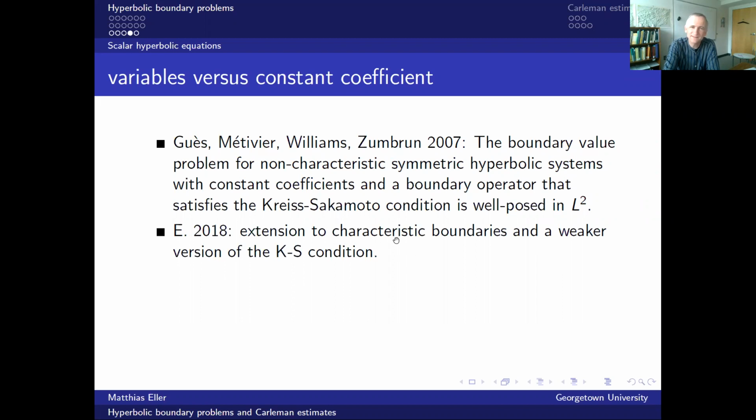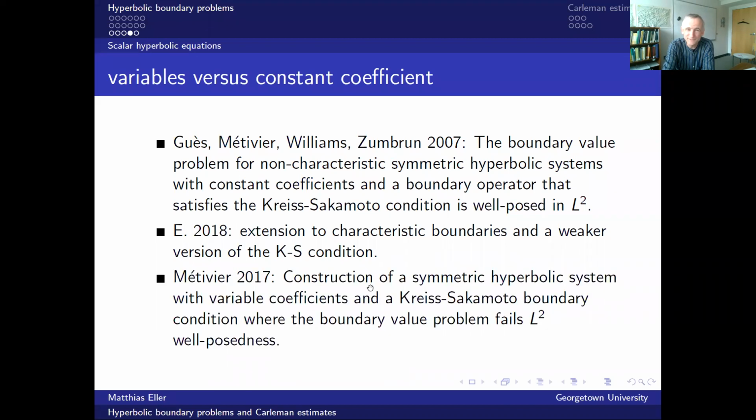I extended this to characteristic boundaries and the Vega version of the Kreiss-Sakamoto condition, which is sometimes useful for Neumann conditions, or even for these kinds of oblique derivative conditions. But interestingly enough, in 2017, Métivier constructed a symmetric hyperbolic system, this time with variable coefficients, and a boundary condition of Kreiss-Sakamoto type, and the problem fails to be L2 well-posed.